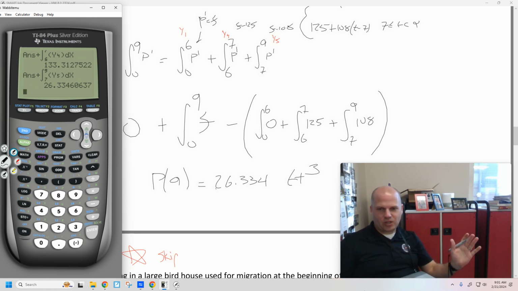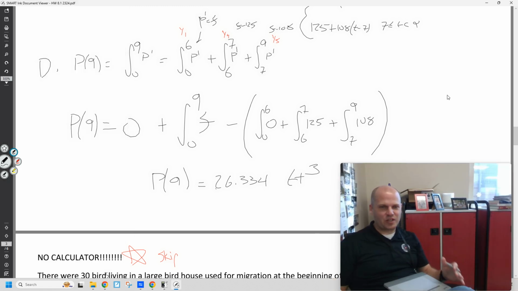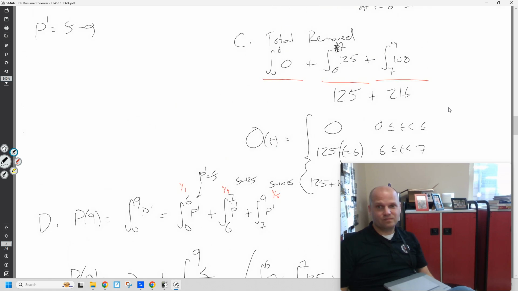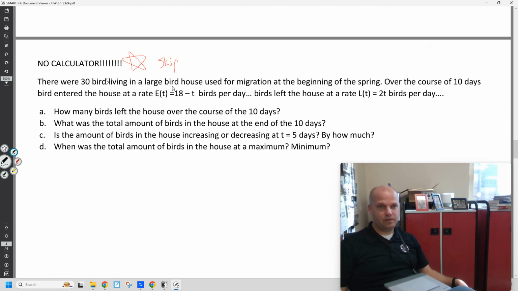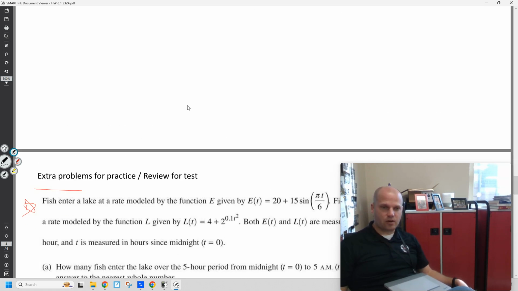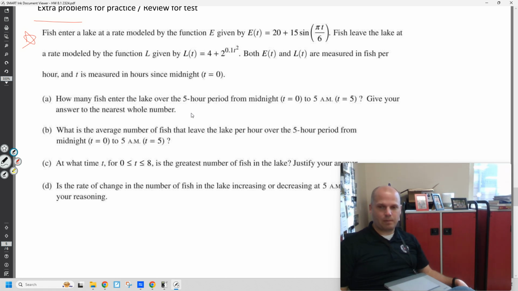Got to understand what's going on. Different ways to do things freak out students. Just get the right answer. Get the right answer. You didn't have to figure out maxes or mins, thankfully. I'll come back to the no calculator problem and do the fish problem. Do this fish problem, call it a day.